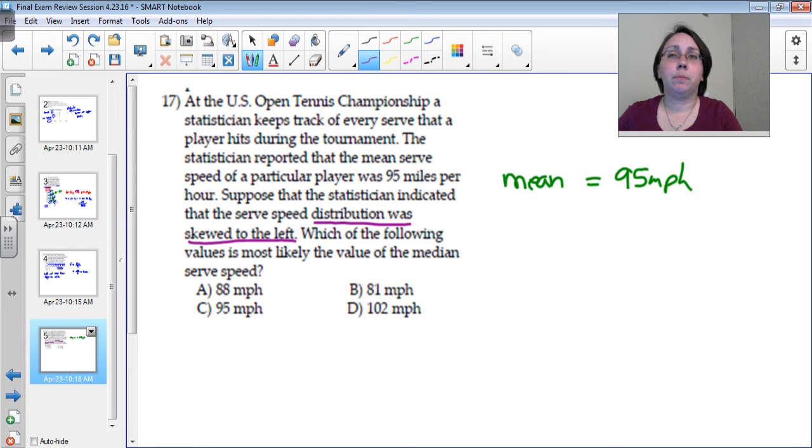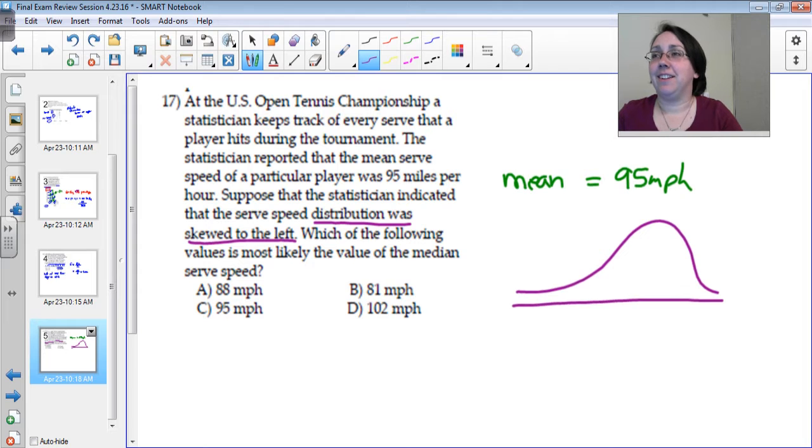Want me to draw a picture? I just drew it in the air. So it's kind of like a bell shape. Yeah, but it's leaning to the left. It's got a tail to the left. Yes. Okay? The tail is where the skewedness is. Now, our mean is 95. So our mean is somewhere on here, 95.